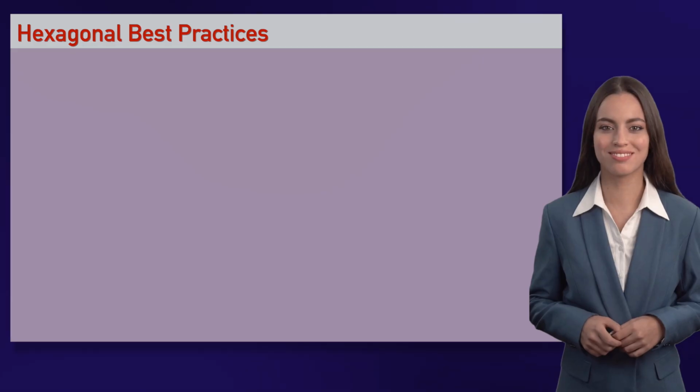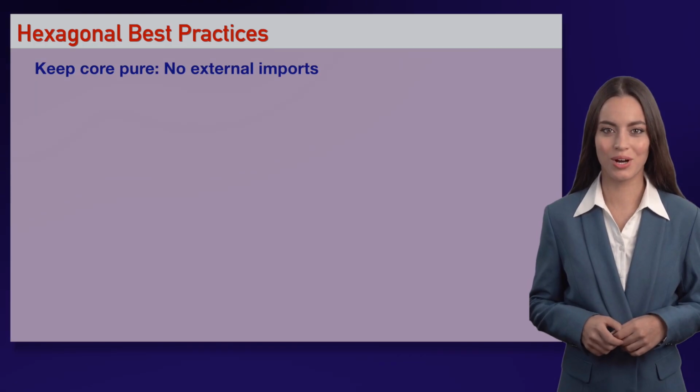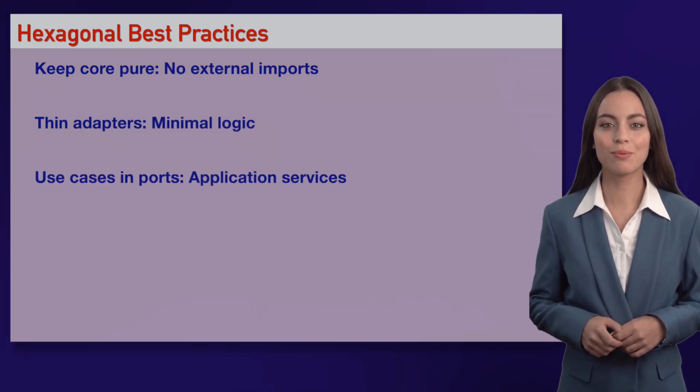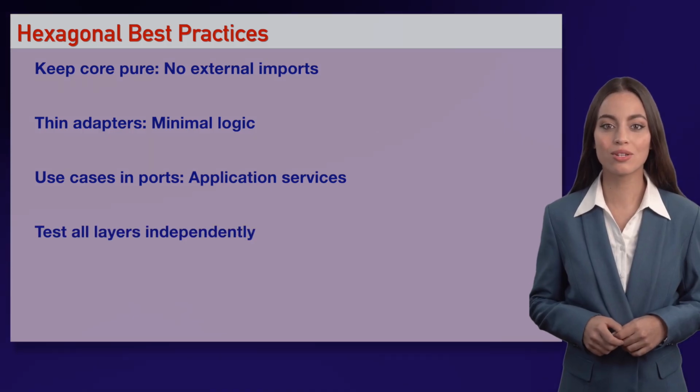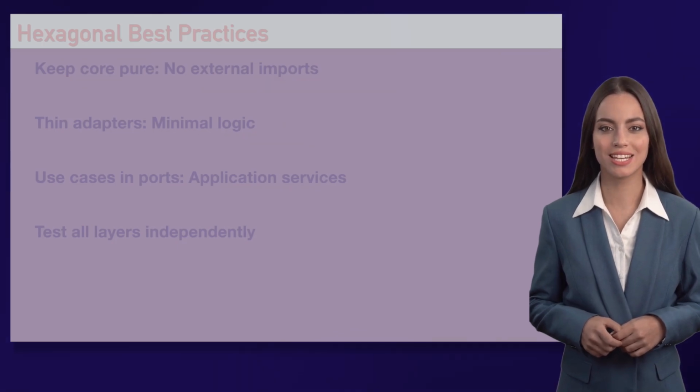Hexagonal best practices. Keep the core pure by avoiding any external imports or frameworks. Depend only on ports. Keep adapters thin with minimal logic, delegating to core. Place use cases in input ports as application services. Test every layer independently, mocking ports or adapters as needed.